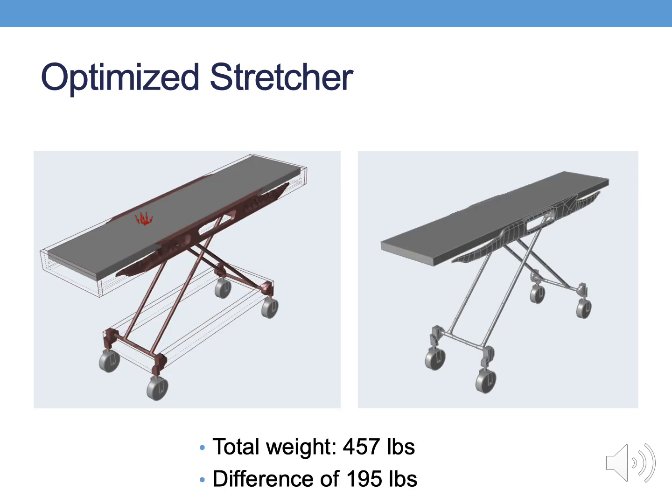After running the optimization in Inspire, I was able to get an optimized stretcher. The photo on the right shows a stretcher after the optimized geometry has been smoothed and simplified. The total weight of the stretcher now is 457 pounds, for a total decrease of 195 pounds. Thank you for listening to my presentation.